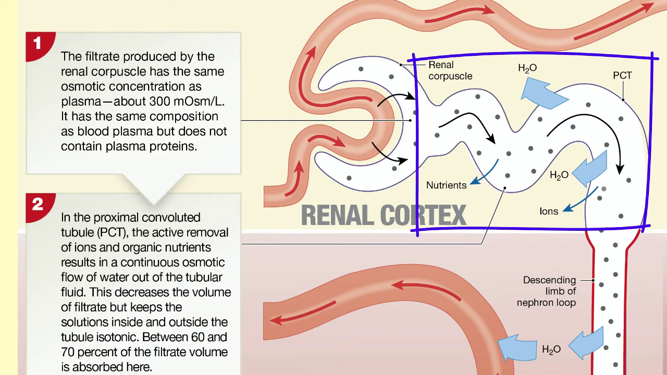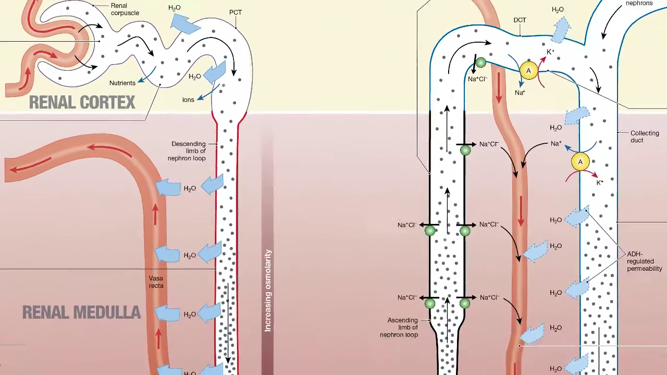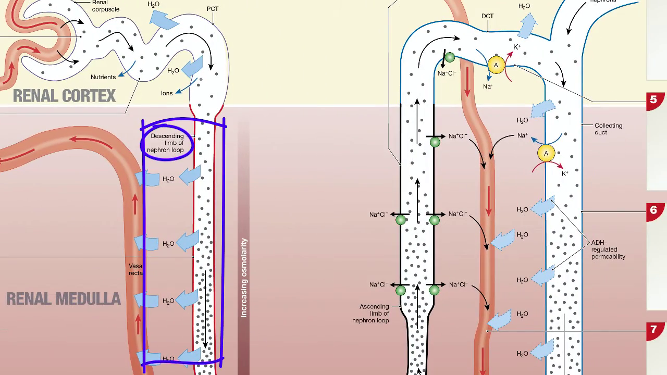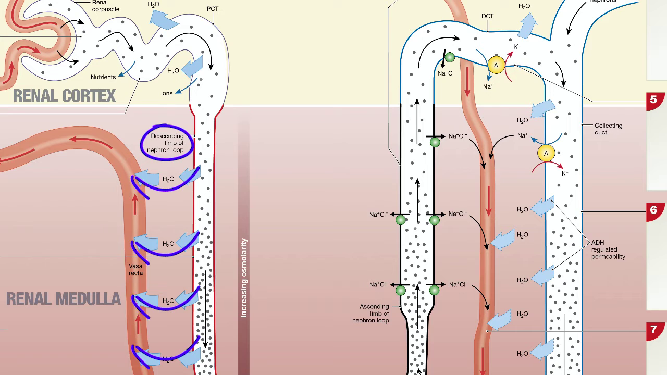Along the proximal convoluted tubule, or PCT, 60 to 70% of the tubular fluid is reabsorbed, along with glucose, amino acids, and other organic nutrients. Sodium, potassium, calcium, and other ions are actively reabsorbed by ion pumps. At the descending limb, additional water is reabsorbed and the tubular fluid becomes increasingly concentrated.